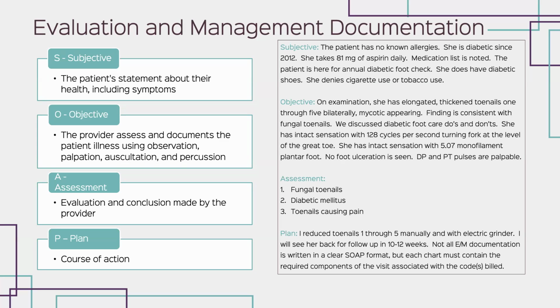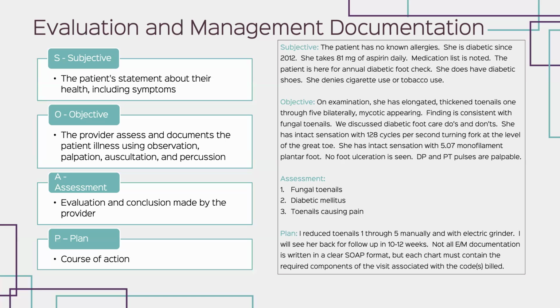So here we have a patient who has no known allergies. She is diabetic since 2012. She takes 81 milligrams of aspirin daily. Medication list is noted. The patient is here for their annual diabetic foot check, and she does have diabetic shoes as well as denies cigarette use or tobacco use. So basically, again, in the patient's words, why are they here?